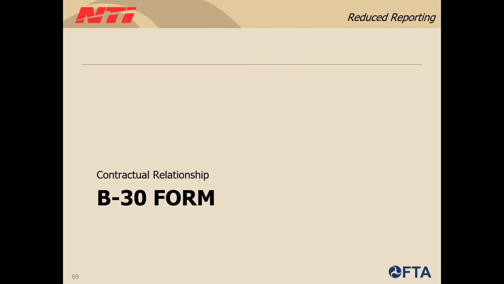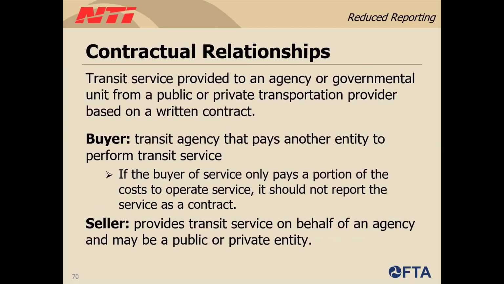Next, we will cover the B30 Contractual Relationship Form. The B30 form captures information about contractual relationships. These are the relationships where transit service is provided to an agency or government unit from a public or private transportation provider based on a written contract.